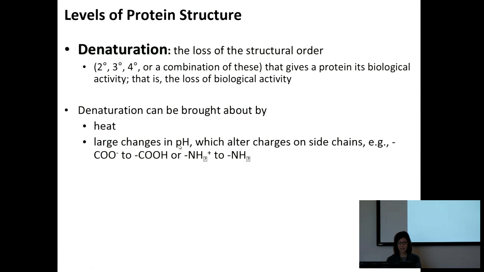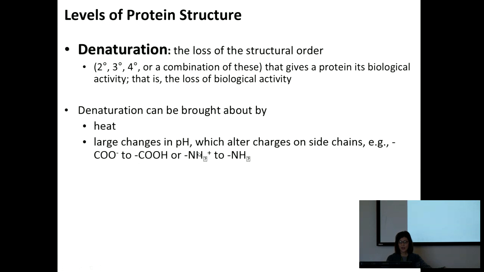Large changes in pH. Remember, if we're changing pH, we can change the charge on our acidic or basic side chains. So if we have a negatively charged carboxyl group at neutral pH, when we're above the pKa, if we go really low, we might protonate it. And so it's uncharged. This is supposed to be NH3, and this is supposed to be NH2. Sorry for the question marks. I know them.